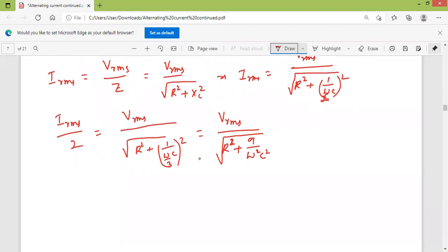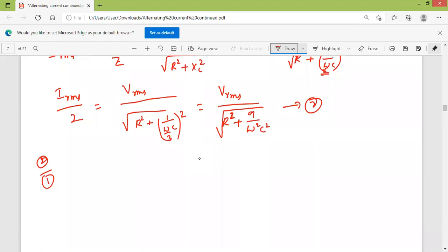Next, divide these two equations. Solve equation 1 and solve equation 2, then divide equation 2 by equation 1. Equation 2 is: IRMS by 2 is equal to VRMS divided by square root of R square plus 9 by omega square C square.